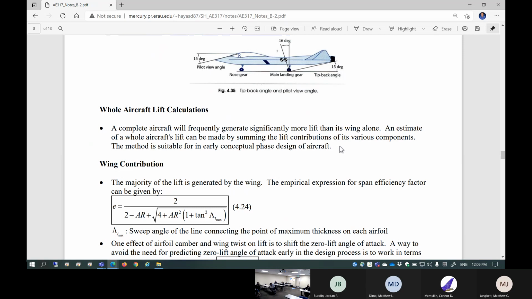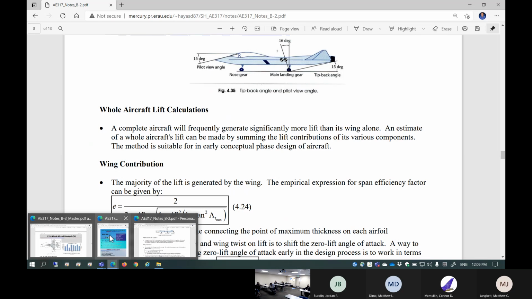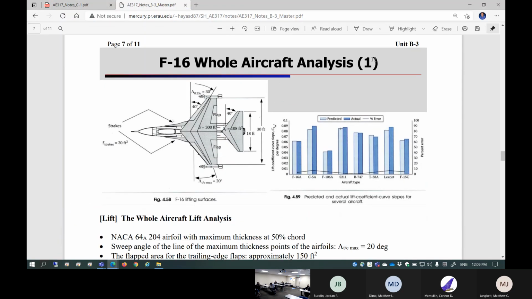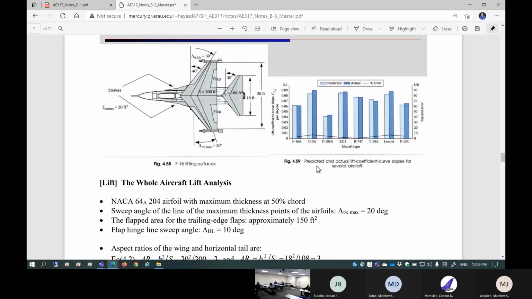So these equations are going to be put into practice in Unit B3. That's the context of this. This is the whole aircraft analysis example, basically picking up all the equations introduced in Unit B2 and actually doing it here. So the Unit B2 notes and the Unit B3 example come side by side, and that is something you have to do in project phase 2.